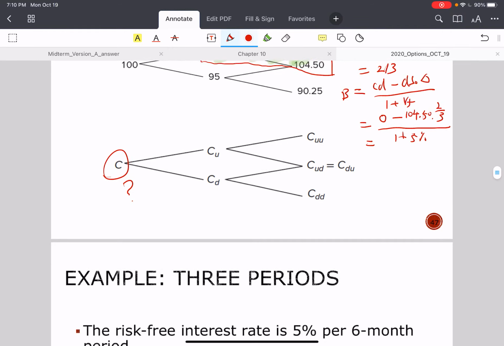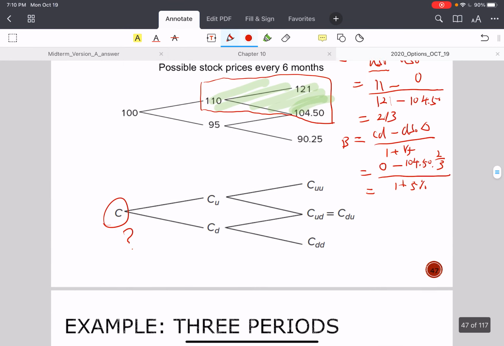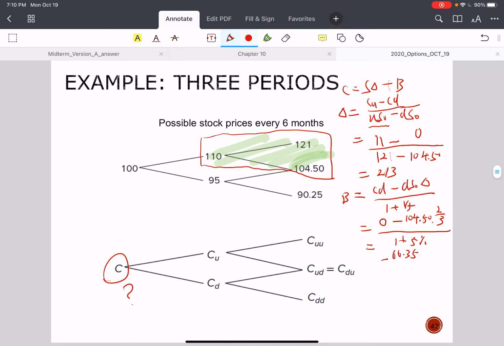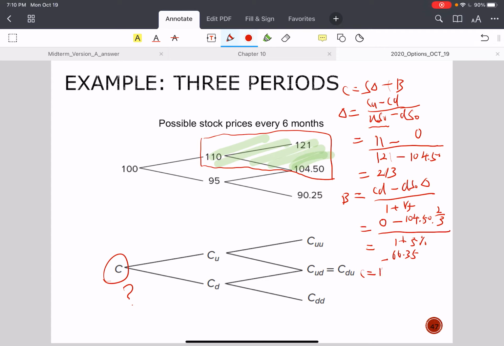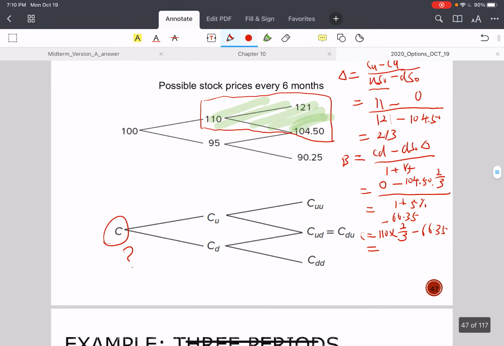And this gives us a number of minus 66.35. So now we have all these numbers, right? So C equals S. What is S? S is 110 times delta 2/3 minus 66.35. So this gives us 6.98. So it's actually pretty simple.